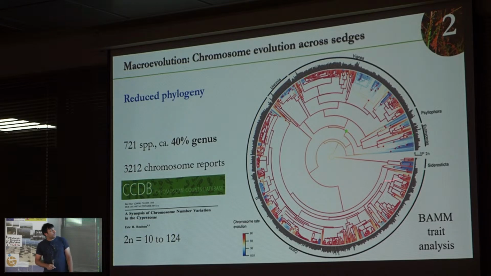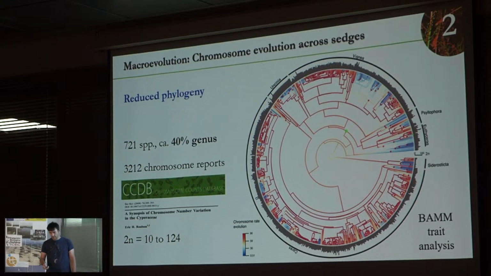And here, based on a relatively simple Brownian motion model, I can show you how the rate of chromosome evolution is also very heterogeneous, with branches in red showing a high rate of chromosome evolution, and also many clades with blue branches, which show low rates of chromosome evolution.